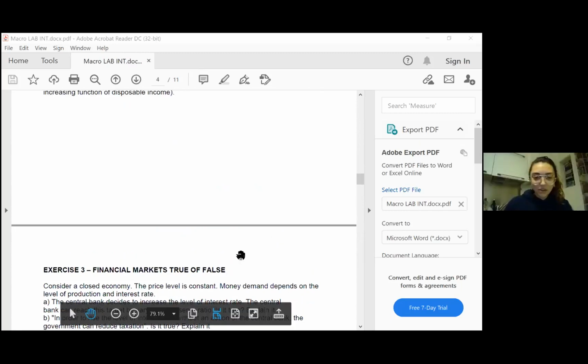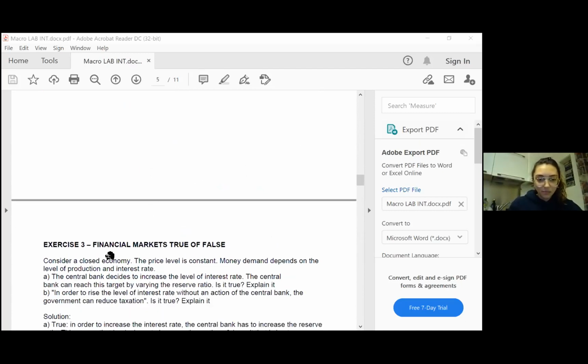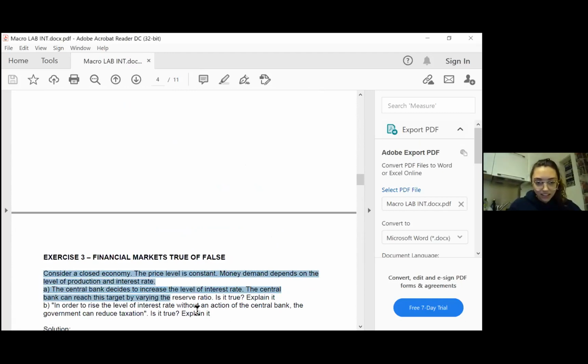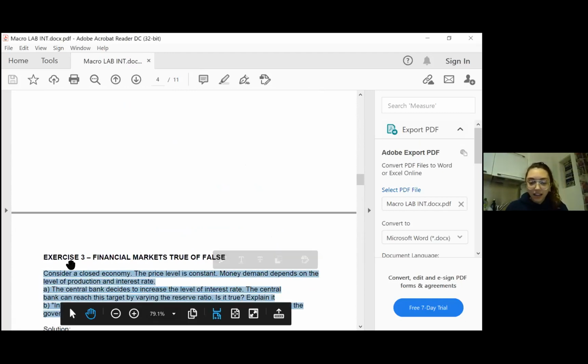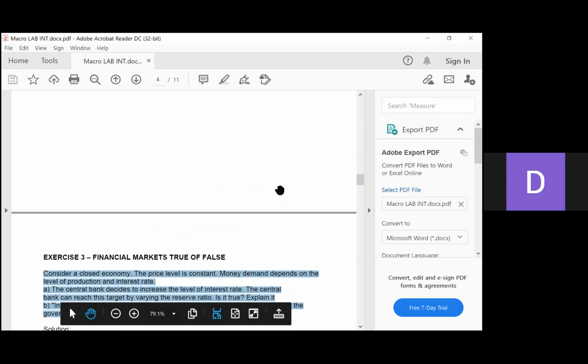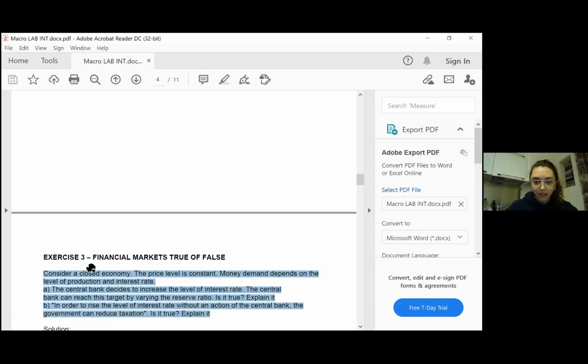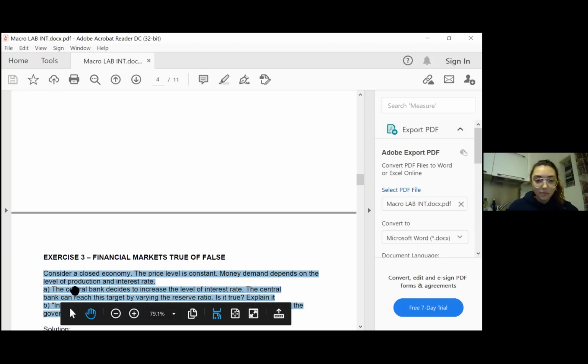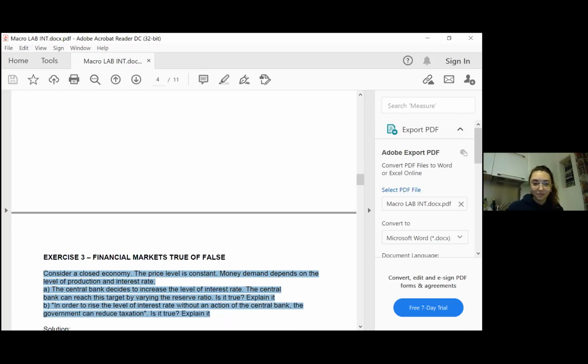I was just, okay, so this is about financial markets, true or false. I'm trying not to show the solutions. So there you go. Can you guys see when I highlight? Yep. Perfect. So consider a closed economy. The price level is constant. Money demand depends on the level of production and the interest rate. Question A: the central bank decides to increase the level of the interest rate. The central bank can reach this target by varying the reserve ratio. Is it true? What is your first guess, guys? Do you think it's true or not? What is the chat saying?